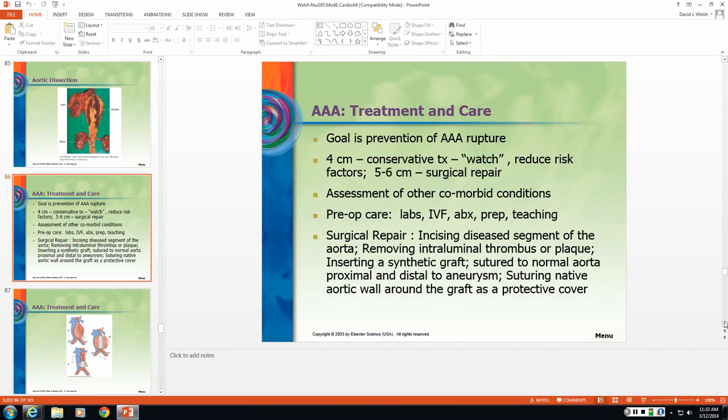So pre-op care, you're going to get labs. You're going to give them IV fluids. You're going to do an abdominal x-ray. You're going to prep them for surgery, and you're going to teach them about the surgical procedure.